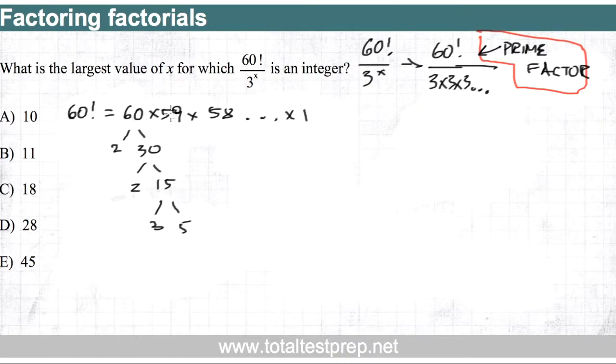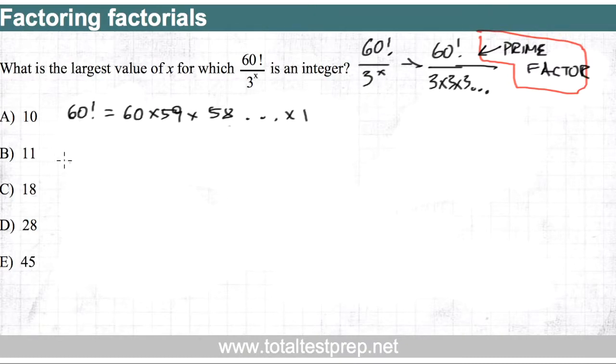So prime factor 60, 59 is already prime, 58 is 2 times 29, 29 is prime. But this is going to take forever if we prime factor this number the regular way. However, there's a shortcut when you're dealing with factorials, where you're just multiplying down to 1. The shortcut is the following, and I'll use 60 factorial as an example. If we're prime factoring a factorial, we take a look at the number that is being factorialized. So in this case, it's 60.